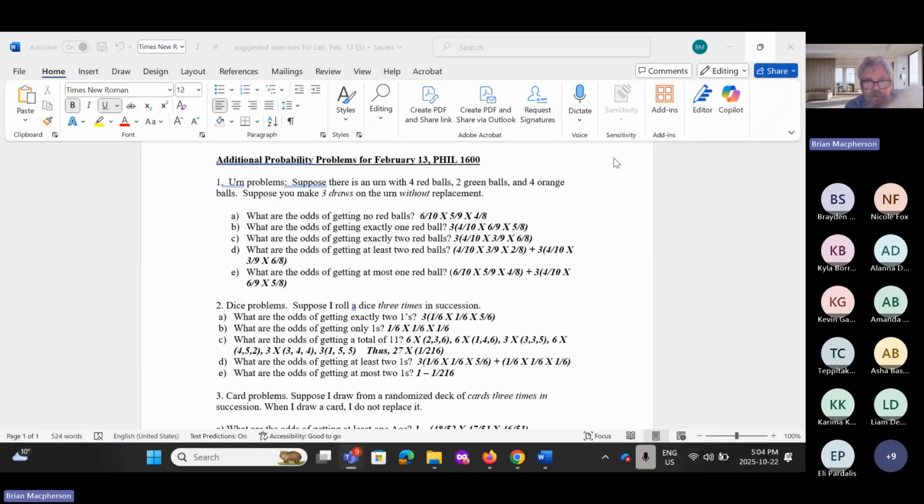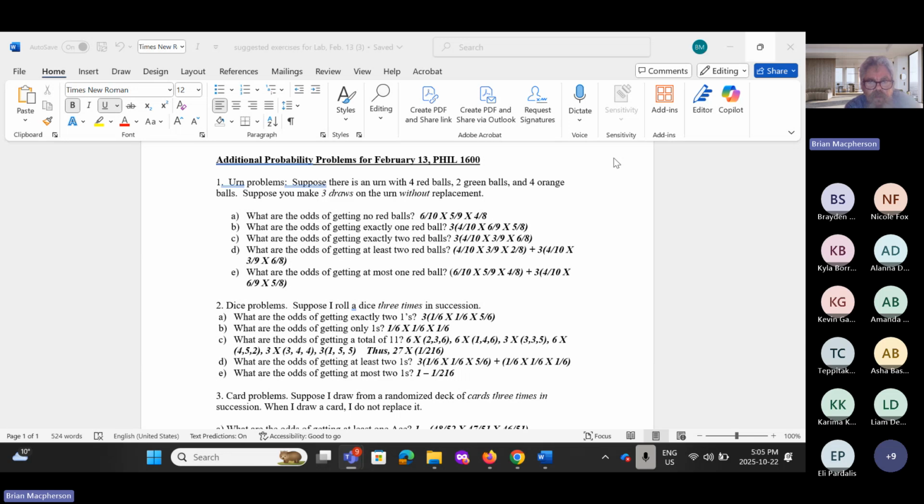So remember, we're drawing 3 times without replacement. So I draw the first time, right? There are 10 balls in the urn when I draw the first time. Now that I've drawn a ball, when I draw the second time, there are only 9 balls in the urn, right? Then when I draw the third time, there are only 8 balls in the urn, okay? Now the question is, what are the odds of getting no red balls? Well, we know that there are 6 non-red balls in the urn, right? 2 green balls and 4 orange.